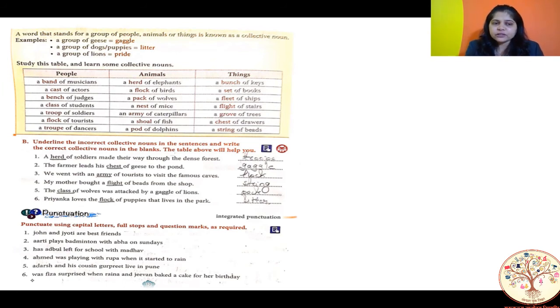Clear? Like the first sentence is John and Jyoti are best friends. So the J of John should be capital. The J of Jyoti should be capital because they are proper nouns. There are many types of nouns, okay? Proper noun, common noun, collective noun, which we have just studied, a group. What is a proper noun? When we talk properly about any thing, any person, any place, we call it a proper noun, clear?